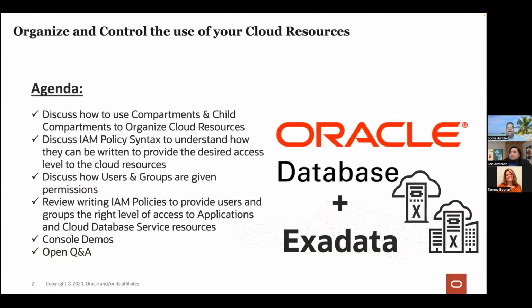Today, we will discuss how to use the compartments and their child compartments to organize the cloud resources into a manageable group of structures. We'll discuss the IAM policy syntax so that you can understand how they can be written to provide the desired access levels to the cloud resources that you're going to give out. We'll also discuss how users and groups as a concept are given permissions, right? We'll review writing the policies so that you can provide users and groups just the right level of access to the application and cloud database service resources.